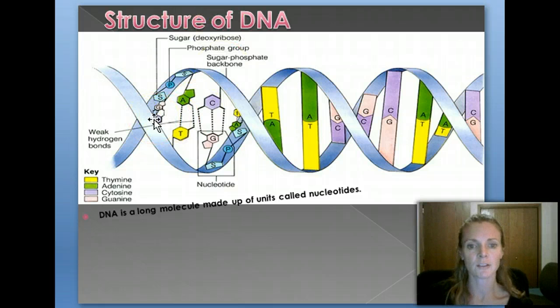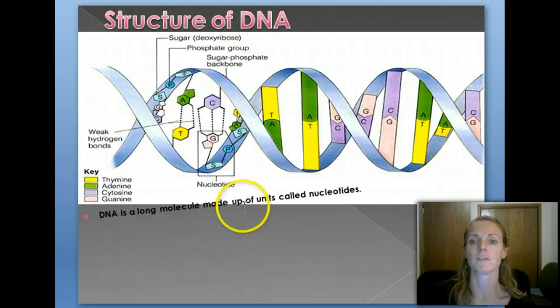And remember, deoxyribonucleic acid, you have deoxyribose, which is a sugar. So you have a sugar molecule, you have a phosphate group, and then you have a sugar phosphate backbone, which makes up this double helix. Down here it says DNA is a long molecule made up of units called nucleotides. This entire unit right here, see this little box, this is a nucleotide.